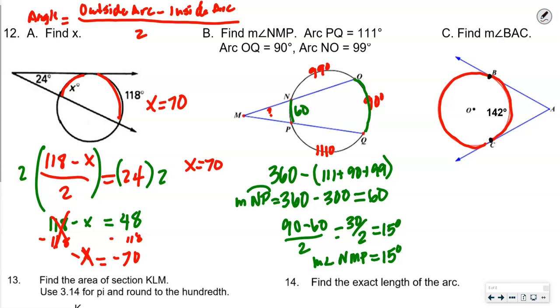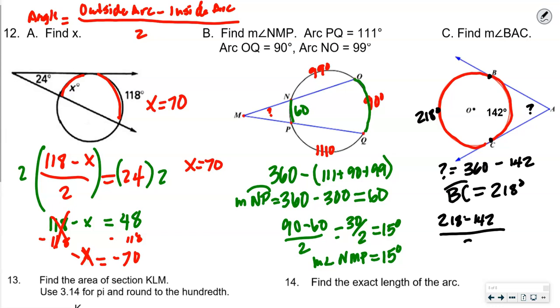So that means to find this outside arc, we're just going to do 360 minus 142, okay, to find that right there. So 360 minus 142, so our arc BC is going to be equal to 218 degrees, right? So we're going to put it out here, 218 degrees, okay? So to find our angle, we're going to go 218 minus 142 divided by 2, and that was 76 divided by 2.